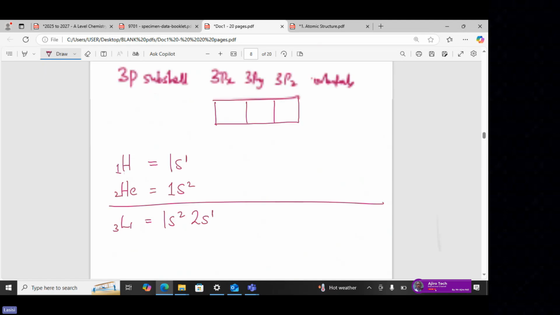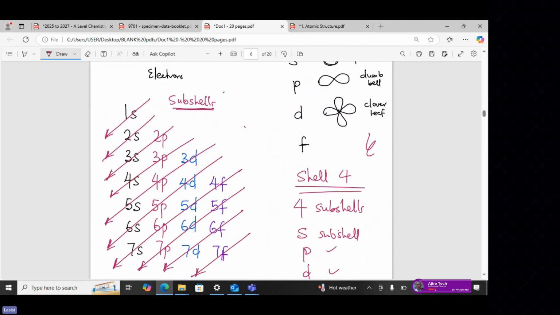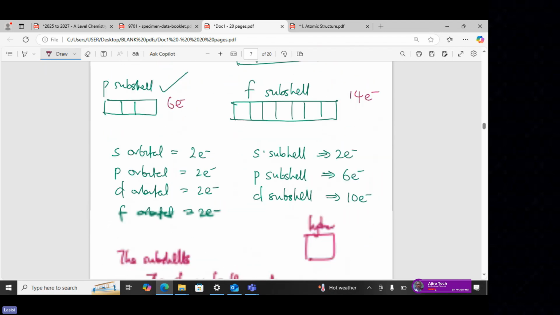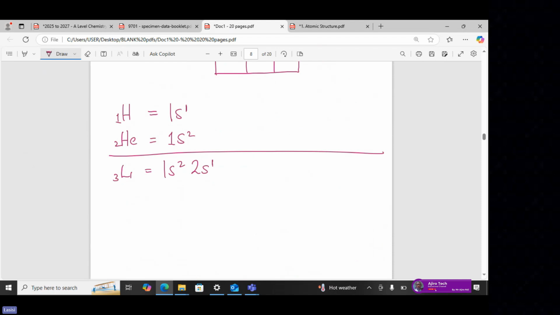Look at it. After 1s, what's the next one? 2s. After 2s is 2p. Don't forget it's 2p after 2s. So you may have to draw that at first. Eventually I don't need that again, because I've drawn it a million times and I know it in my head. Do you get the point now?